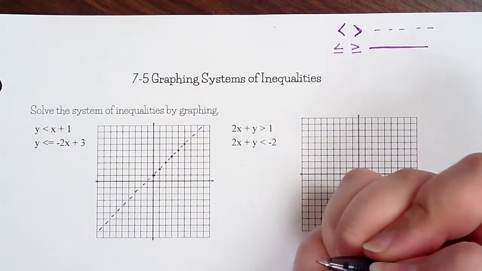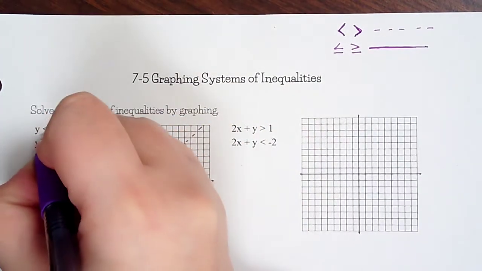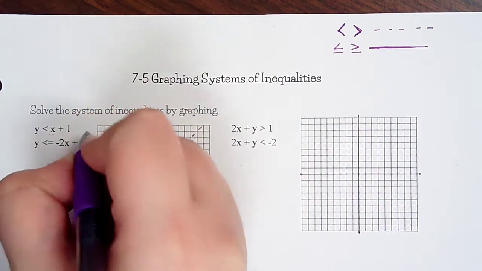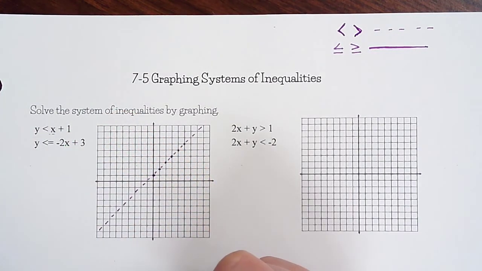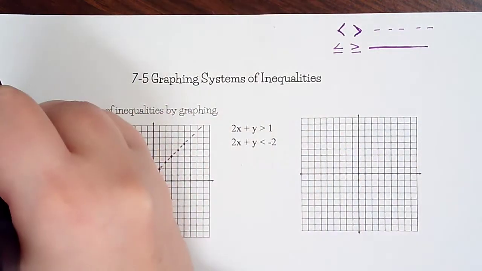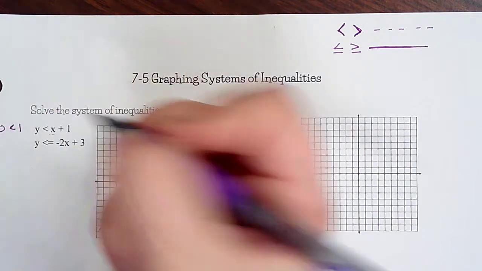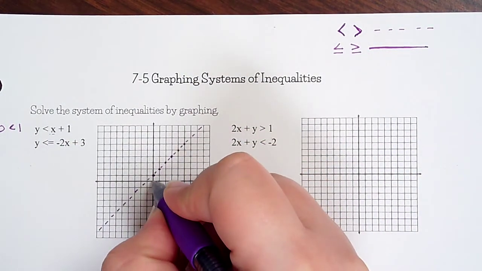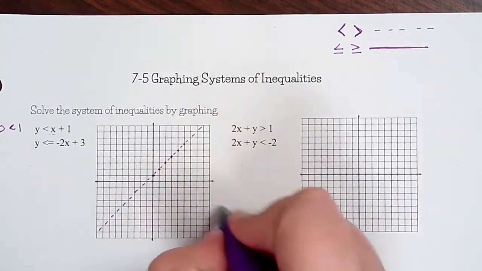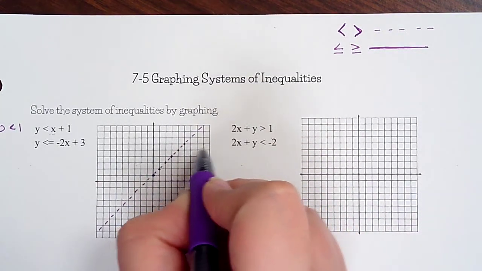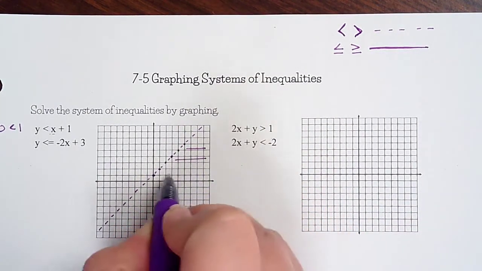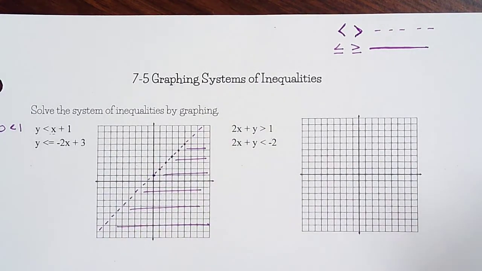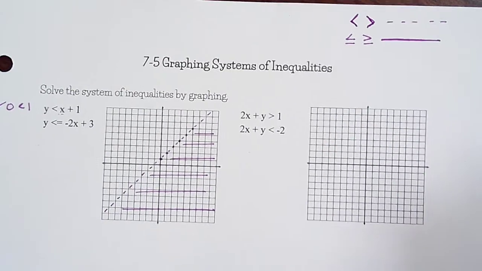Let's check 0, 0. When I plug 0, 0 in here, I get 0 is less than 0 plus 1, or 0 is less than 1. So is that a true statement that 0 is less than 1? Yes. So I know that because 0, 0 works, that means everything on this side of the line works. So I'm just going to shade this side. And you'll notice I'm doing it very lightly, and I'm just doing it with a few lines. You'll see why in a minute.